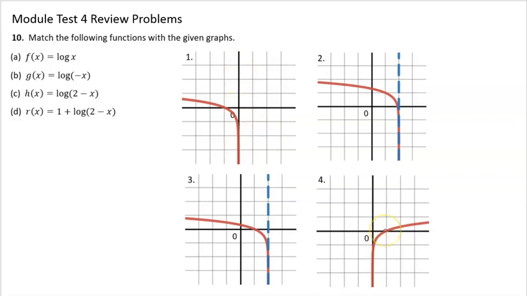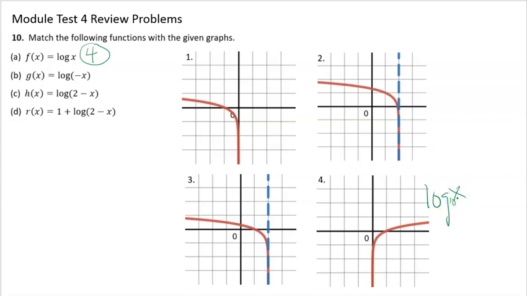The logarithms, before without transformations, are on the positive side. So to match, A is number 4. So this is log of x. Okay? Make it look like a subscript. There we go, log of x. It's really a base 10 if there's nothing there.